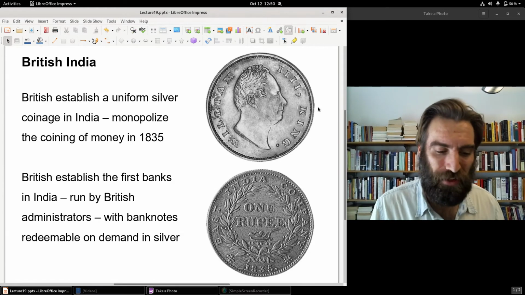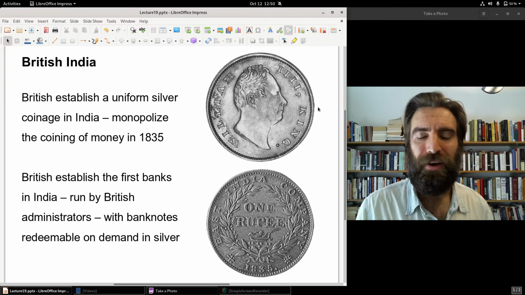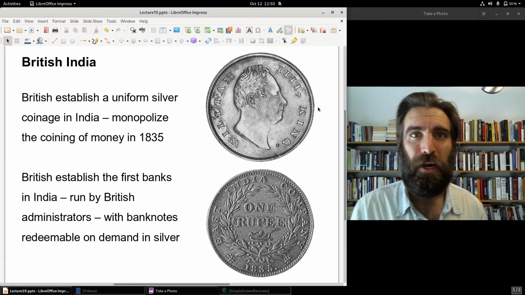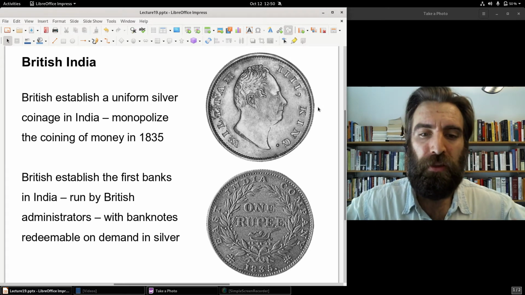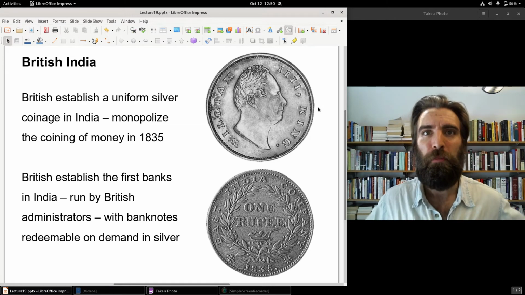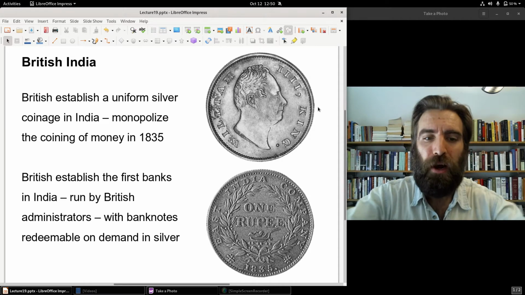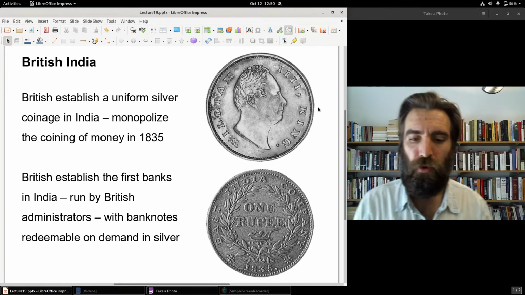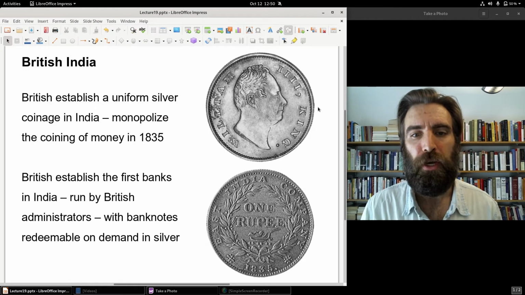Again, one of the themes that we keep returning to over and over again in this course is the importance of symbols and iconography and money. It's one of the reasons why the state, or in this case a private corporation, desires a monopoly over the coining or creation of money.